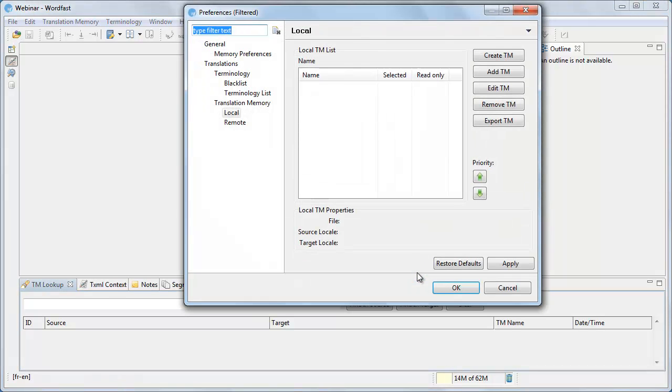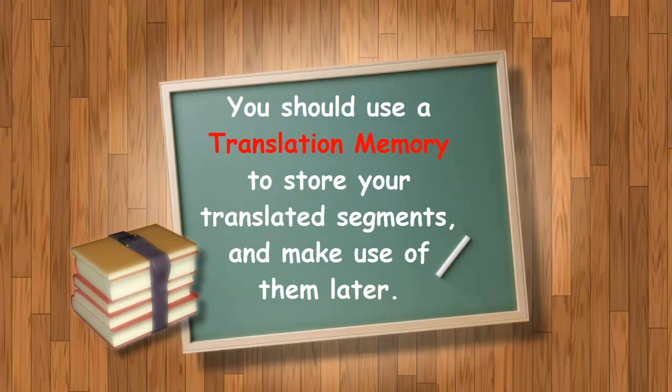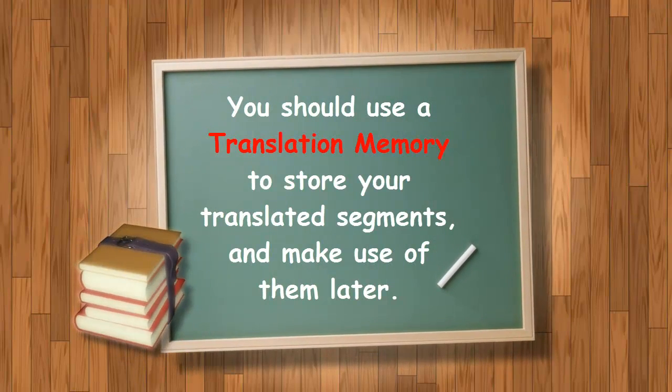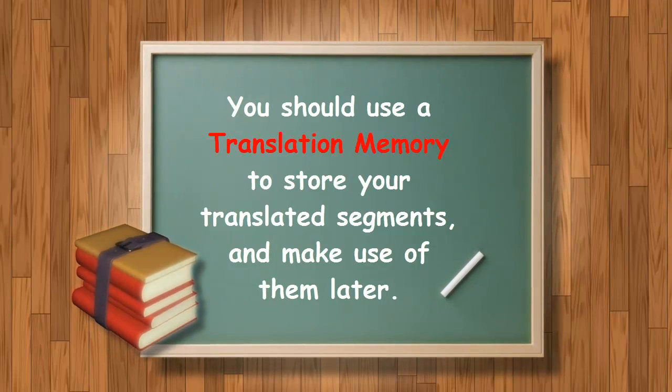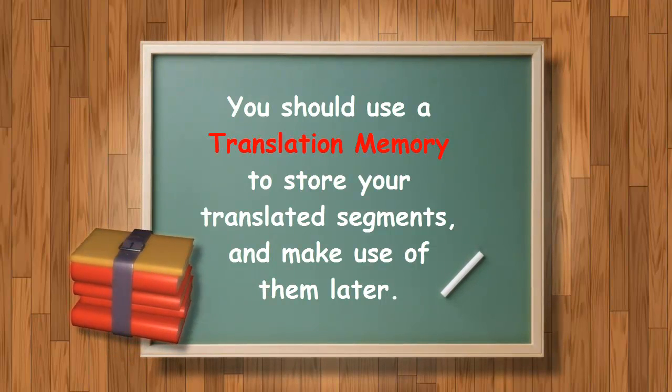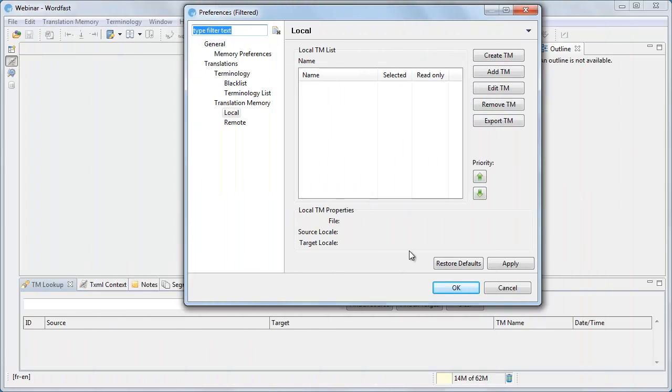The Translation Memory Preferences dialog box appears. You should use a translation memory to store your translated segments, and make use of them later. Don't confuse the two buttons, Add Translation Memory, and Create Translation Memory. Oh, sometimes I confuse the two buttons, and get error messages. Could you please explain the difference between them?